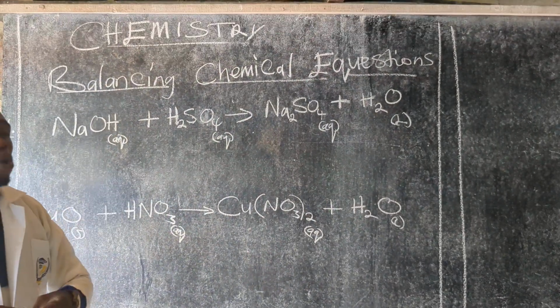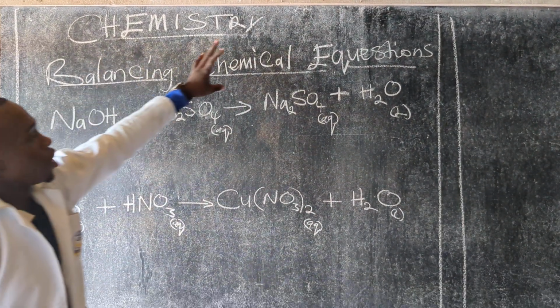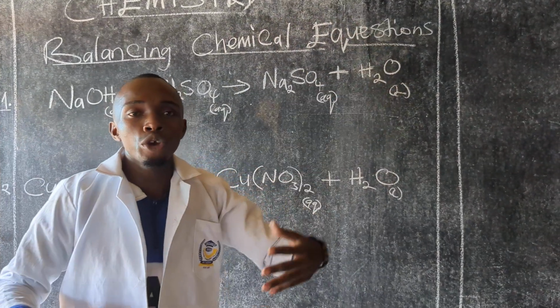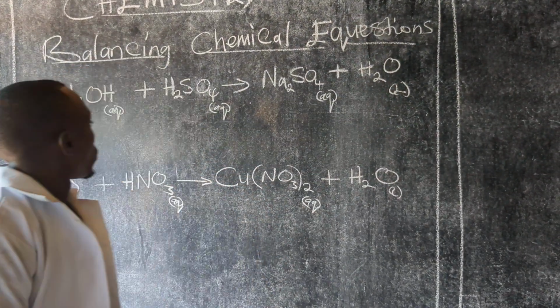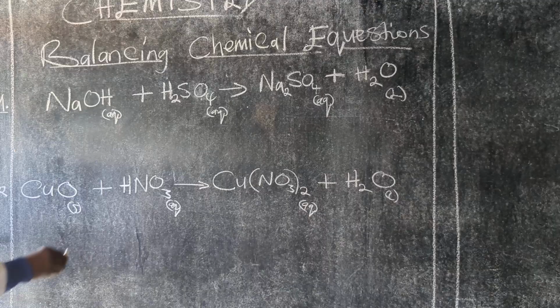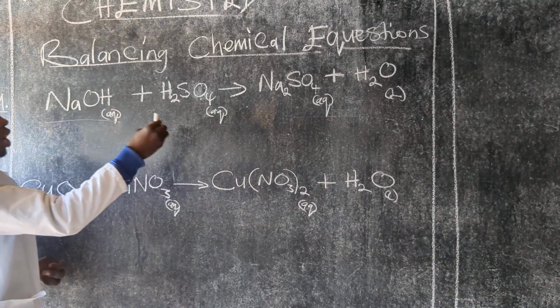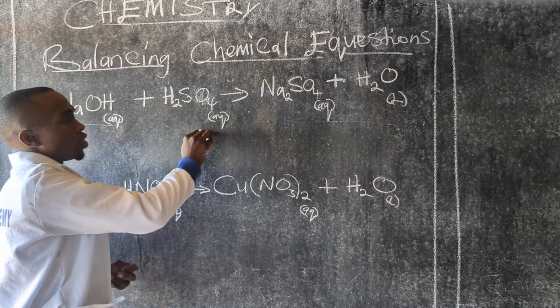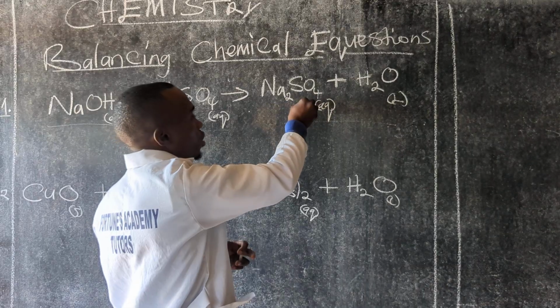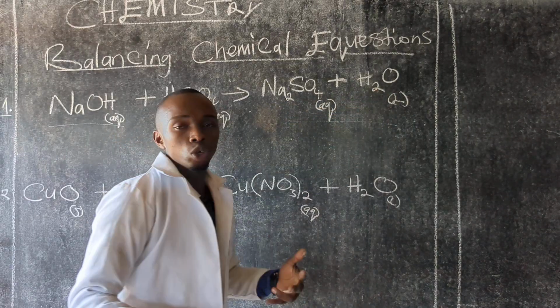So today guys, we are diving into chemistry. I want to show you how we can balance a chemical equation. We have this equation which says sodium hydroxide reacts with hydrogen sulfate to give us sodium sulfate and H2O, which is water.